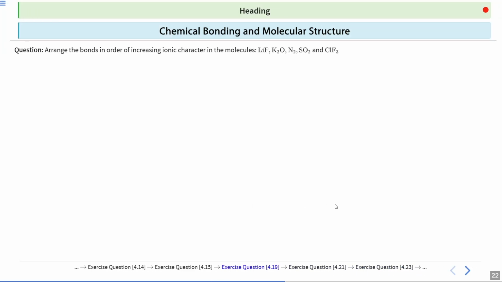Now, on this basis, we can clearly say that water is not linear. If it was linear, then its dipole moment would have been 0. But that is only seen for the case of carbon dioxide.